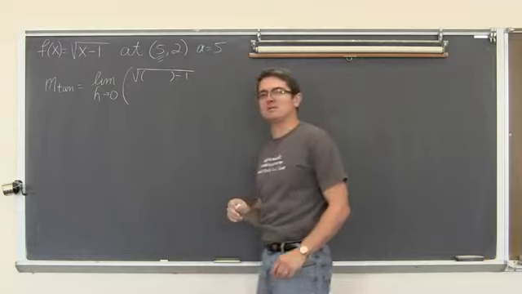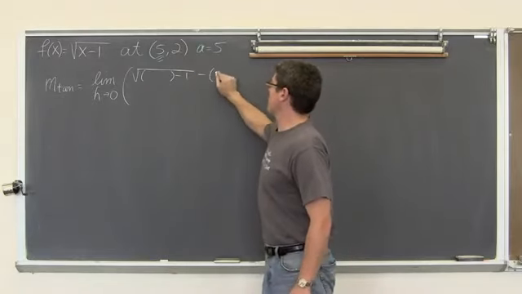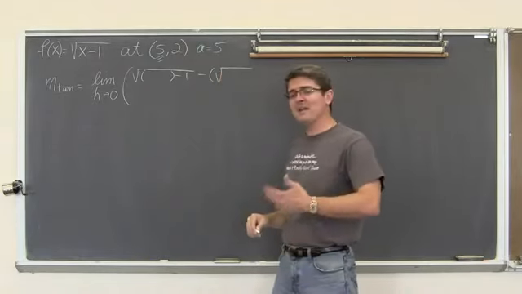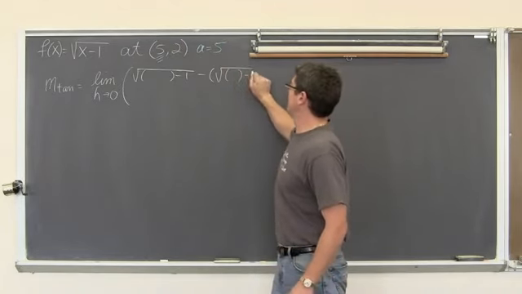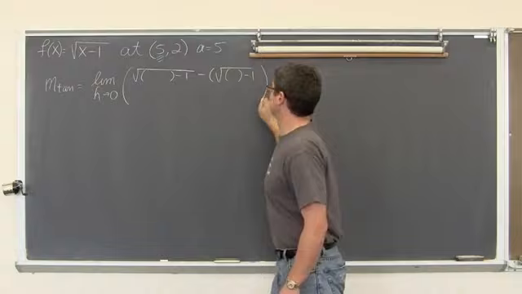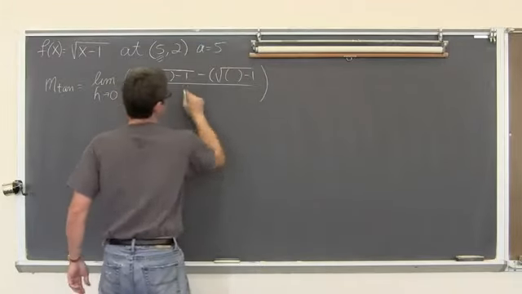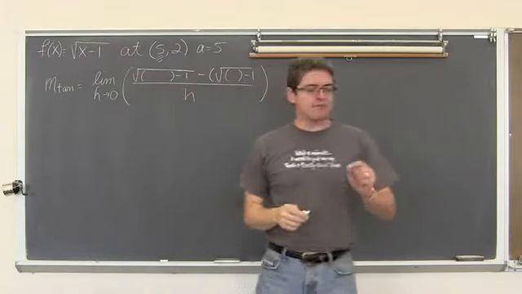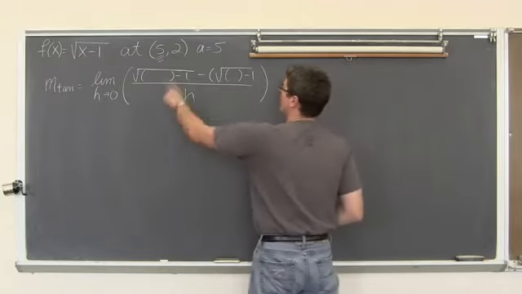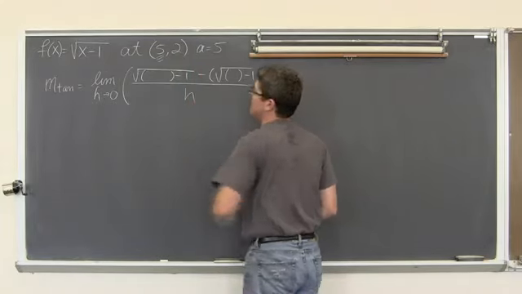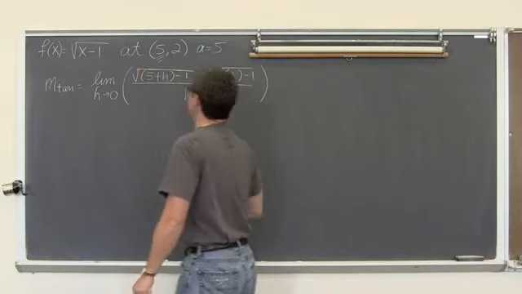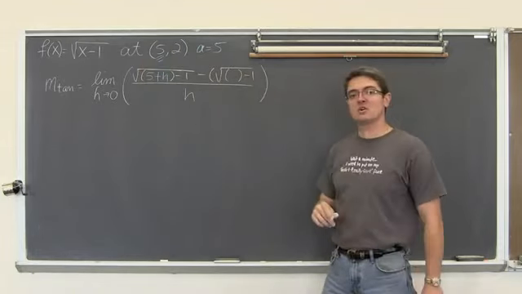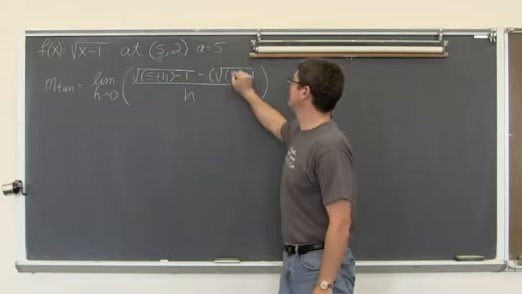And then something will be a plus h, minus the square root, or minus f of a. So that's going to be something again minus 1, all over h. F of a plus h, f of a, 5 plus h. And then the second term in the numerator, f of a.